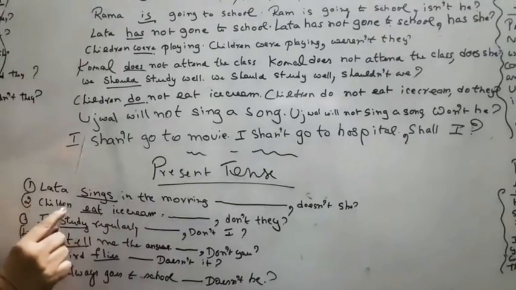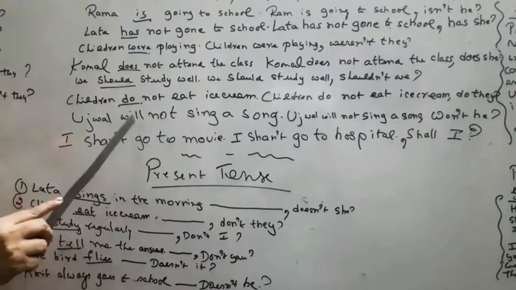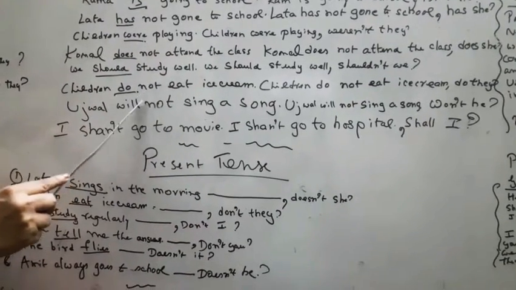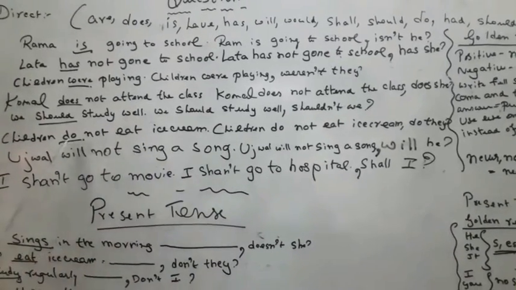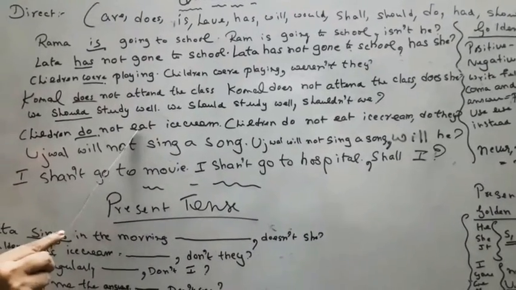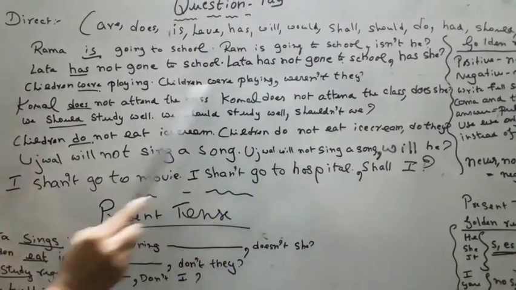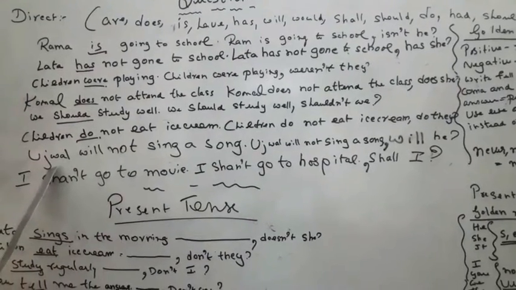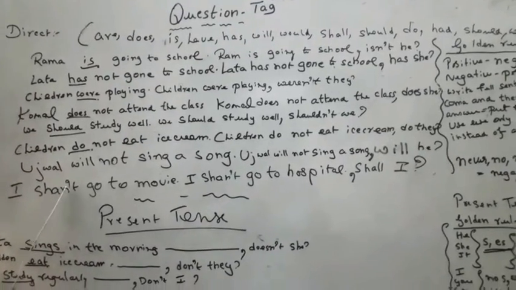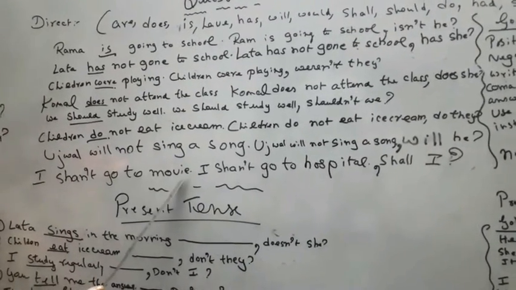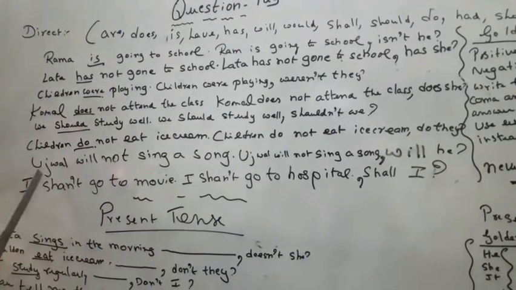Do they? Ujwal will not sing a song. Now, will not is negative. So what you have to do? Ujwal will not sing a song, will he? Like that. Now, I shan't. I shan't means shall plus not. I shan't go to the movie. Now this is negative, so you have to write: shall I?